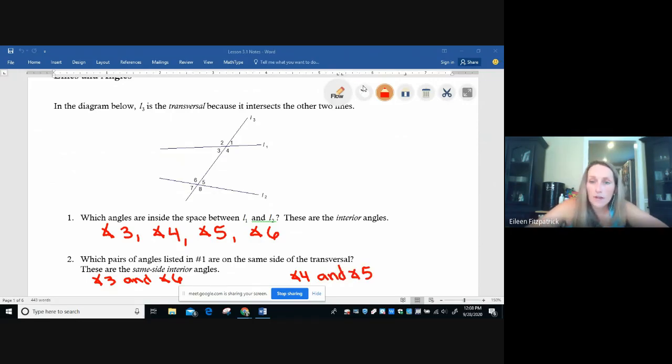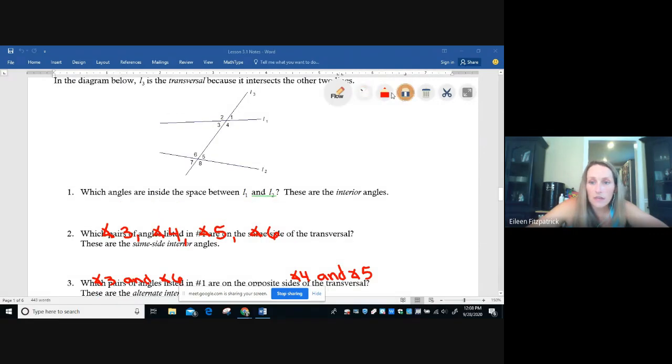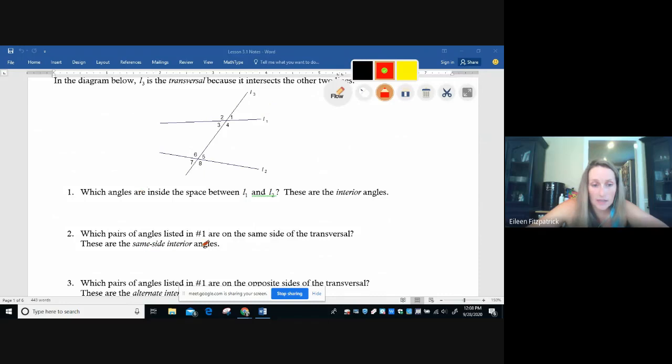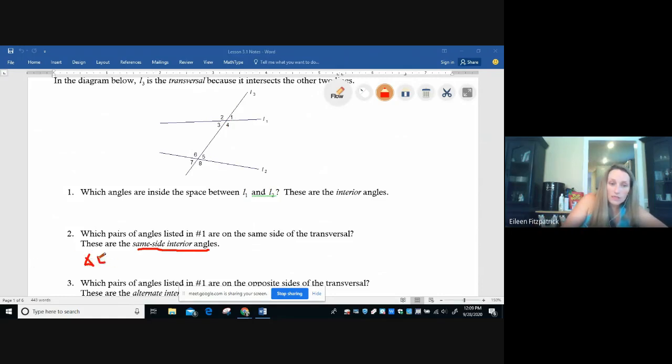Well, by identifying those, you just identified the same side interior angles. So we'll look at those again. I'll write them down again. The same side interior angles are angles 4 and 5 because they're on the same side and they're both inside. And then angles 3 and 6 are same side interior.